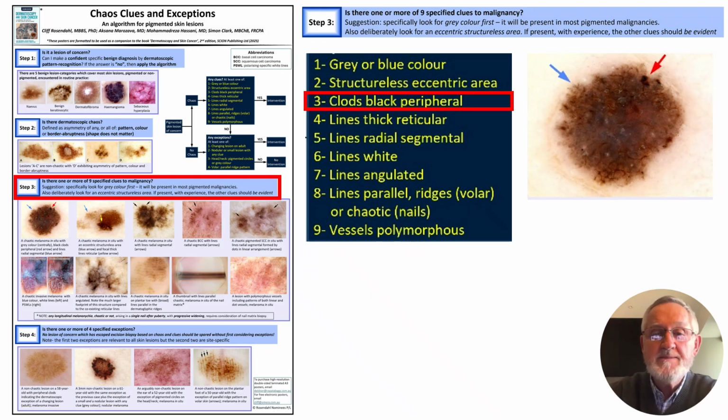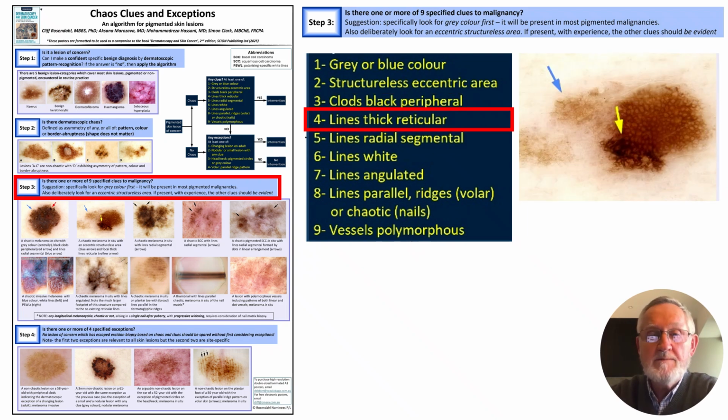Clue number 3, clods black peripheral. Now, black clods can be seen centrally in the irritated nevus, but when they are located at the periphery of a lesion, that is a clue to malignancy, which is explained in the book Dermatoscopy and Skin Cancer. Here you see the red arrow pointing to 3 peripheral black clods.